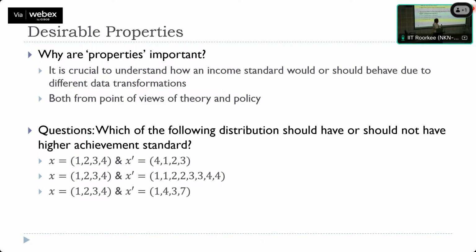What about these two? You have X as 1, 2, 3, 4, and then you have X prime as 1, 4, 3, 7. Which society is better? Which society is worse? X prime is better. Why? One by one, start with that. Some individuals have income which is at least equal or better than in X. Okay. The average income of... why are you taking the average? Average is a measure. How do you know you have to take the average?